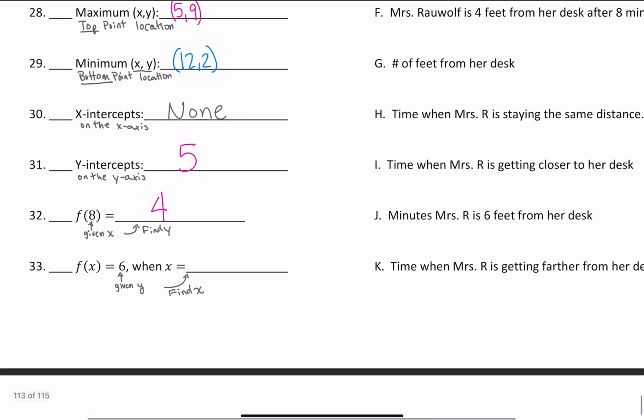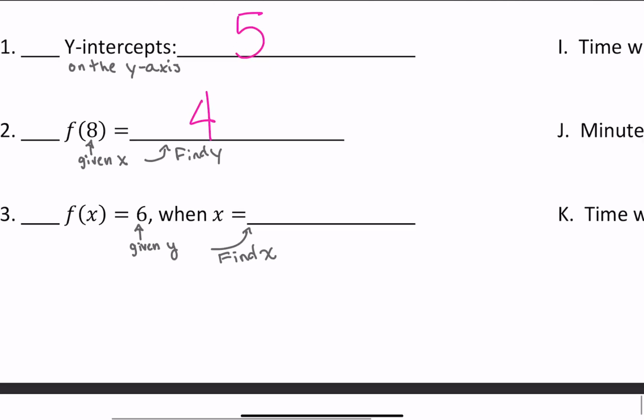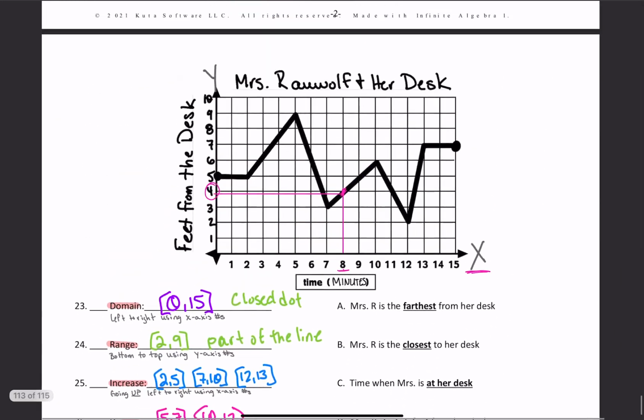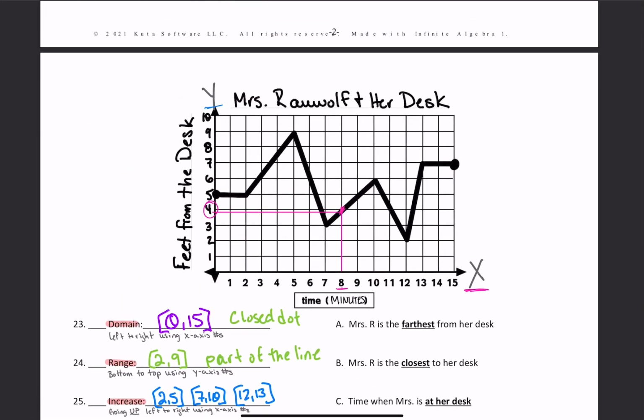In 33 has f of x equals 6 when x equals blank. This is a nice hint because it's saying, hey, you need to figure out x. So this 6 is your y. So looking at my y-axis, I'm going to find 6, and I'm going to figure out the x's.